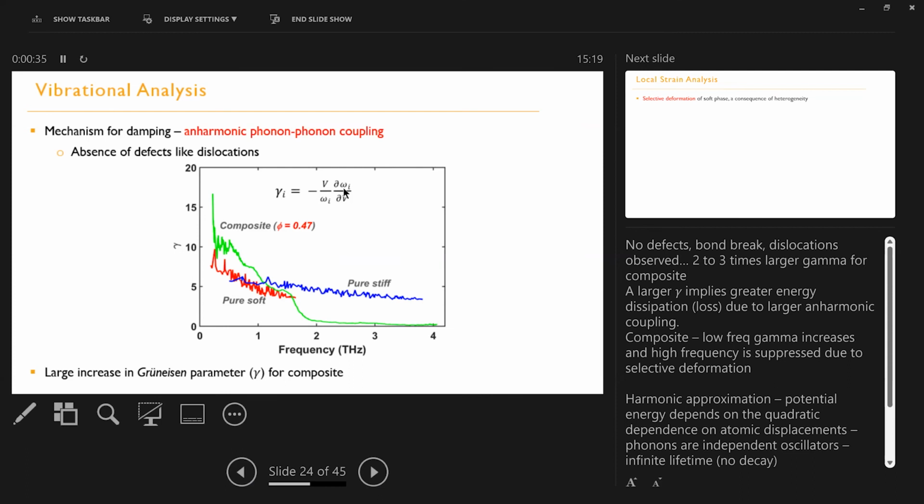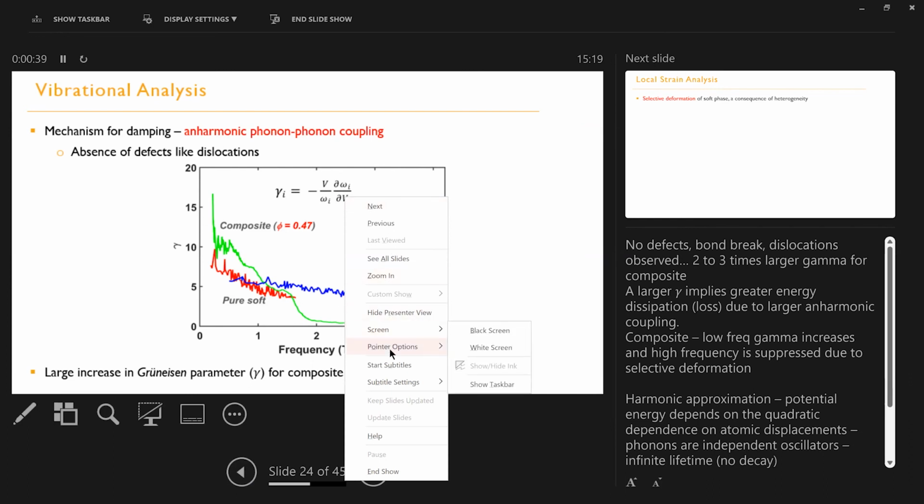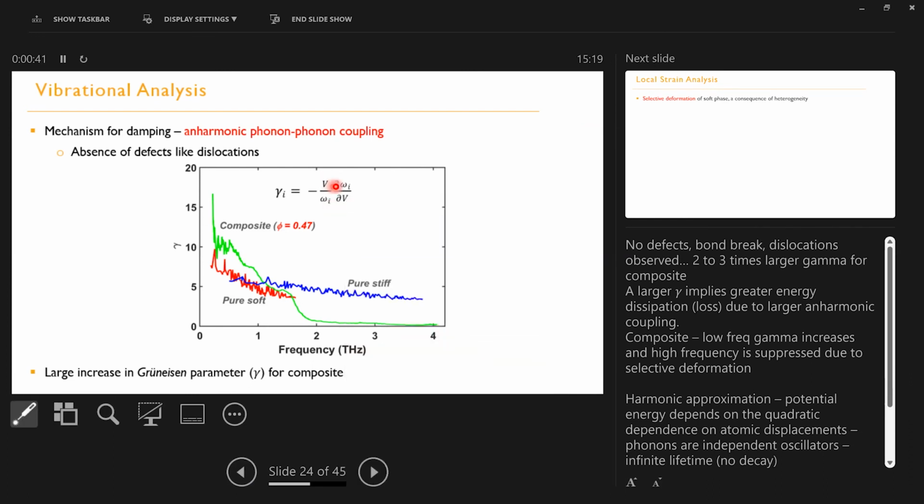Once you impart a small deformation delta V, you can find out how the phonon frequencies are changing, and then you can find the Gruneisen parameter. Because each phonon mode will have a different Gruneisen parameter. Okay. Any other questions?